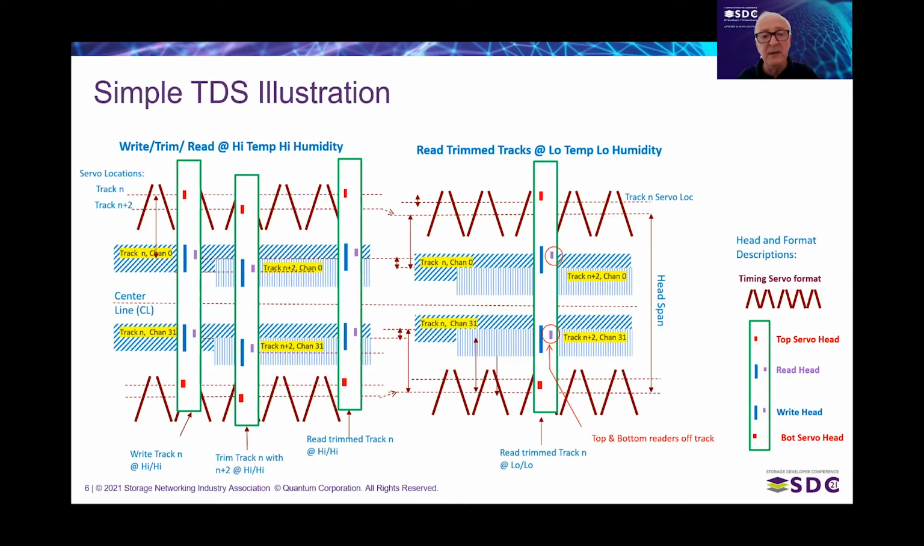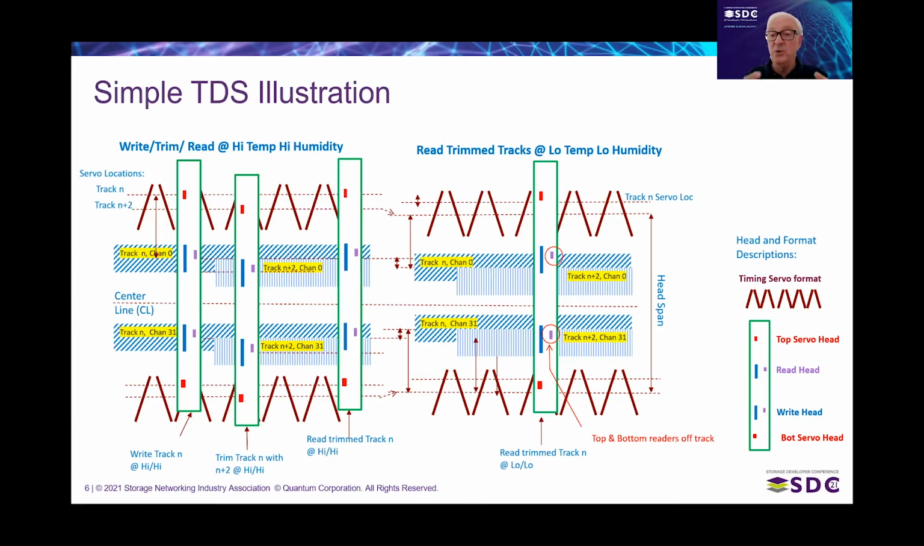Here is an illustration of dimensional stability. This is just to give you a picture of what this problem may look like. It's a crowded one. I'll try to walk you through it. The chevron patterns on the top and the bottom are servo. The green bar is your head. The left-hand side picture shows the tape drive and media operating, writing and reading at high temperature, high humidity conditions. Tape is stretched, tracks are written and trimmed, and when it's read, it reads perfectly. Everything is in place. Now, just to point out a couple of things, track N is written, and then track N+2, which is the next forward wrap, is trimming track N with shingling.